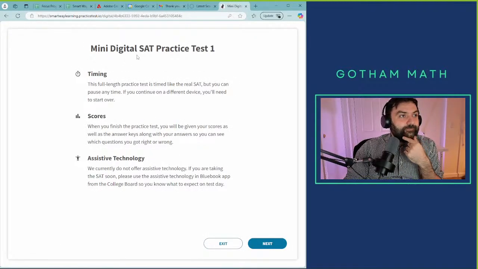So what does it say? Mini digital. Yes, I assigned mini digital one. Obviously we don't need to look at the full one. Okay, timing: the full length practice test is timed like the real SAT, but you can pause anytime. If you continue on a different device, you will need to start over. When you finish the practice test, you will be given your scores as well as the answer keys along with the answers, so you can see which questions you got right or wrong.